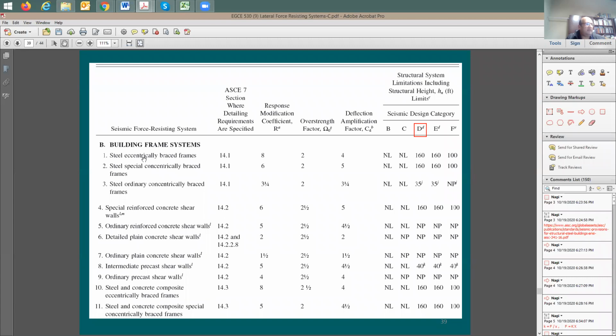And then you have ordinary, and then you have special. If you look at this, it says here special, and then ordinary, and then you have another structural steel.